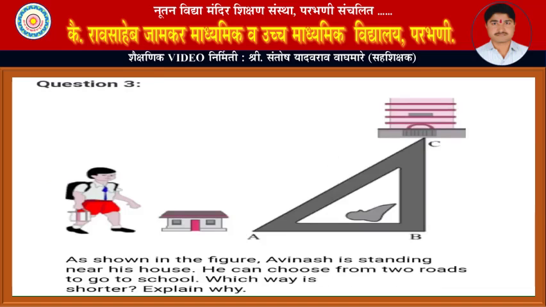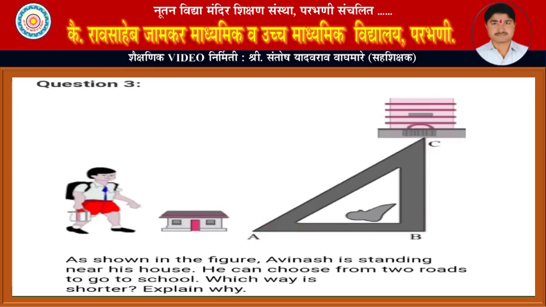Question number 3. As shown in the figure, Avinash is standing near his house. He can choose from two roads to go to school. Which way is shorter and explain why? Now Avinash is standing near his house, which is denoted by letter A. And he has to reach his school, which is denoted by letter C. Now we can see here that to go to the school, the two ways are either from A to C directly or from A to B and B to C. And the road given forms a triangle.